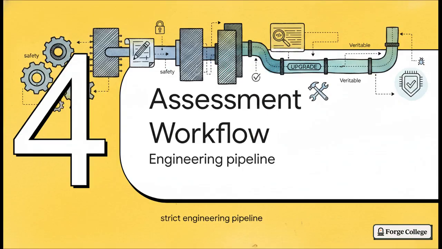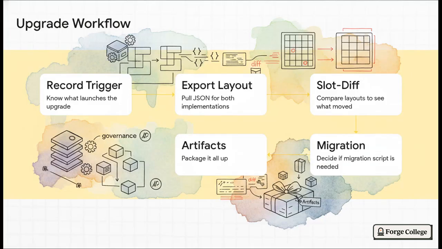And that leads us to Section 4, the upgrade assessment workflow. This is our repeatable engineering pipeline. Step 1 is record trigger. You need to know what governance or multisig is actually launching this. Step 2 is export layout. Pull that JSON for both implementations. Step 3 is compute slot diff. Compare them to see exactly what moved. Step 4 is decide on migration. If a slot was repurposed, you're going to need a migration script. Step 5 is prepare artifacts. Package it all up. Skipping even one of these steps is a guaranteed recipe for a broken state.